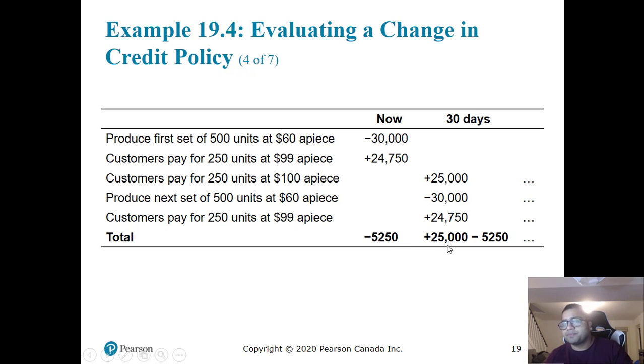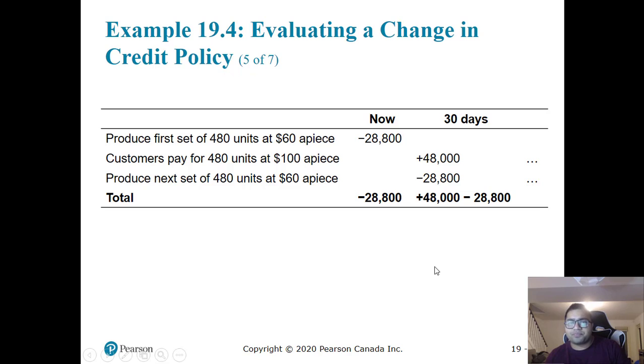Now from here on, each time customers will pay $25,000 at $100 a piece, and $24,750 at $99 a piece, because these are customers who have bought product earlier and are paying now, and these are customers who are paying in cash. And each time you produce 500 units at $60 per unit. So in total your cash flow is $25,000 positive and $5,250 negative.